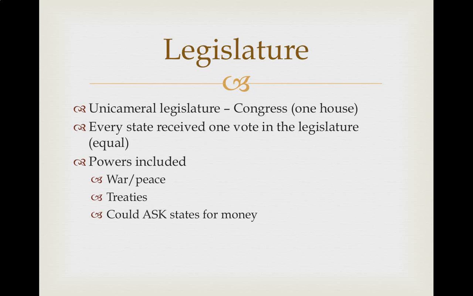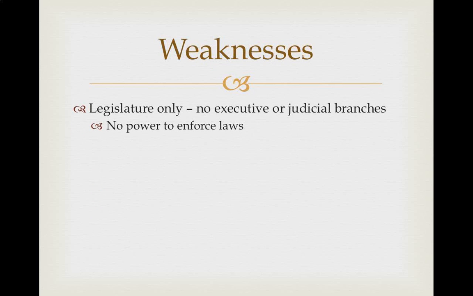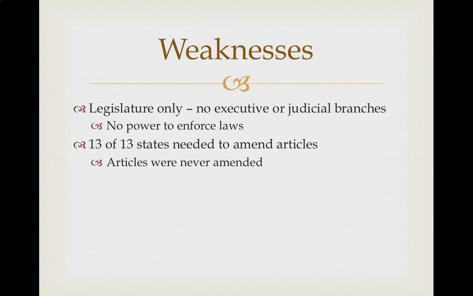So once again, we're looking at a confederacy that's typically there for national security type issues, and everything else was left to the states. So we should see some weaknesses here. If you only have a legislative branch and no executive or judicial branch, you have no way to enforce laws, and you have no way to settle disputes. If you have a dispute between two states, there's no way to do that, so you don't have a branch to interpret what the laws are.